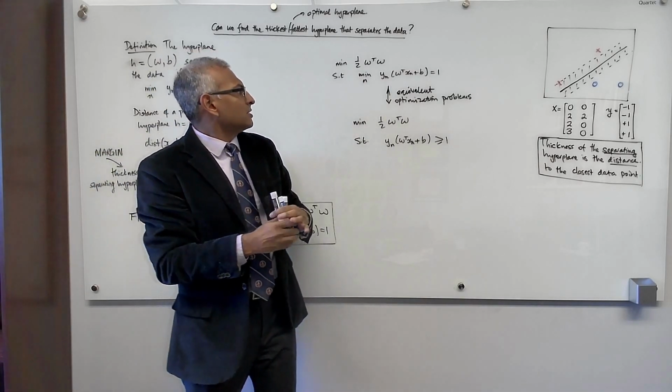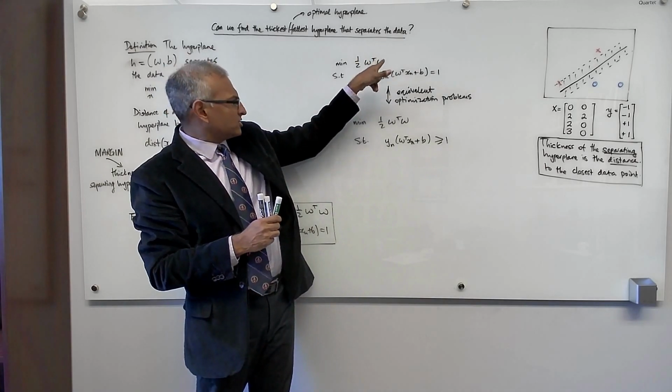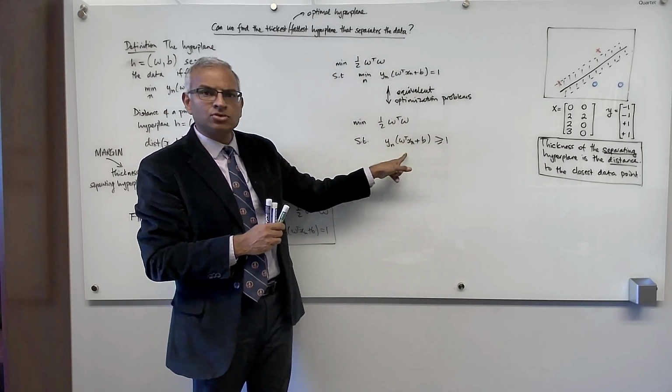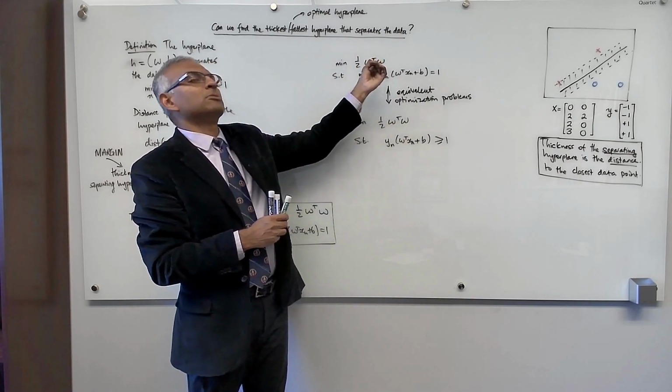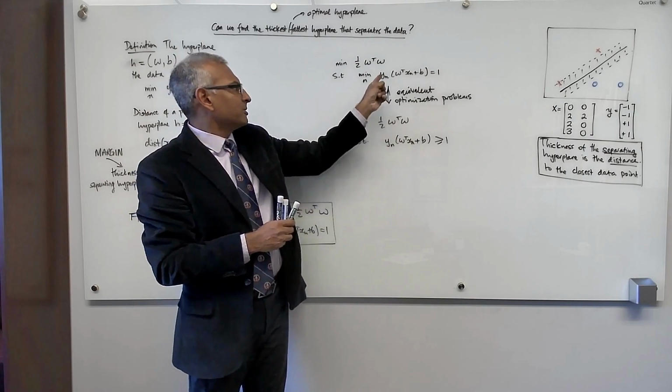What that means is that any solution to this problem, if you solve this problem, it will be a solution to this problem. It will be an optimal for this problem. If you solve this problem, it will be an optimal for that problem. But the feasible sets are different.